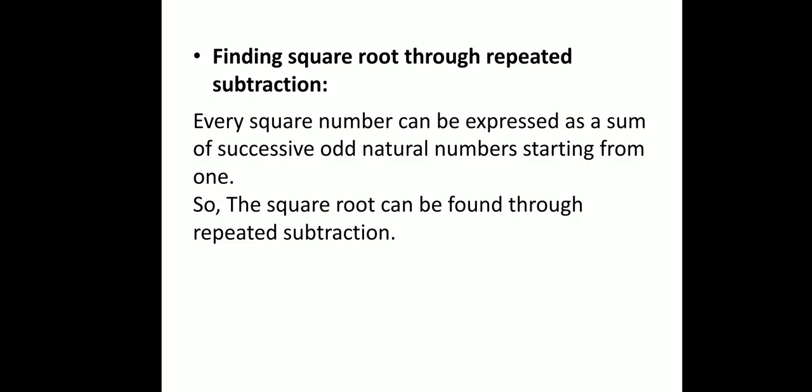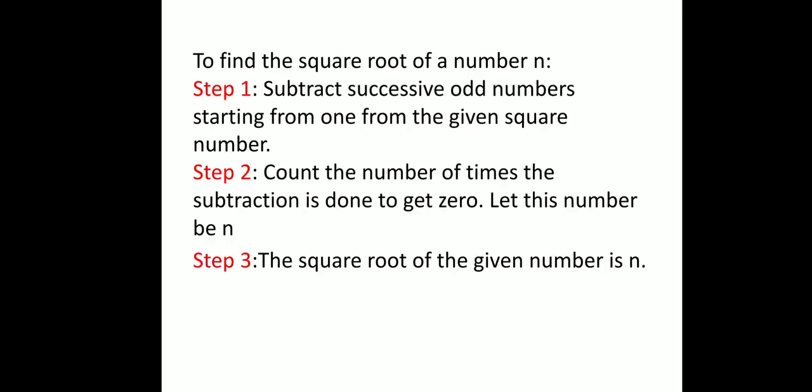As we have discussed in the property, every square number can be expressed as the sum of successive odd natural numbers starting from 1, and this is the basis of finding the square root through repeated subtraction. Let us review the steps. How can we find the square root of a number n through this method? Repeated subtraction means repeatedly we need to subtract successive odd numbers from the given natural number to find the square root of that number. First step is to subtract successive odd numbers starting from 1 from the given square number.